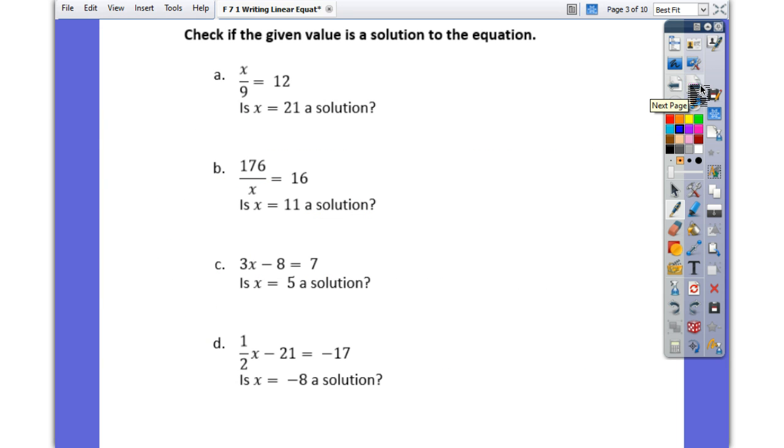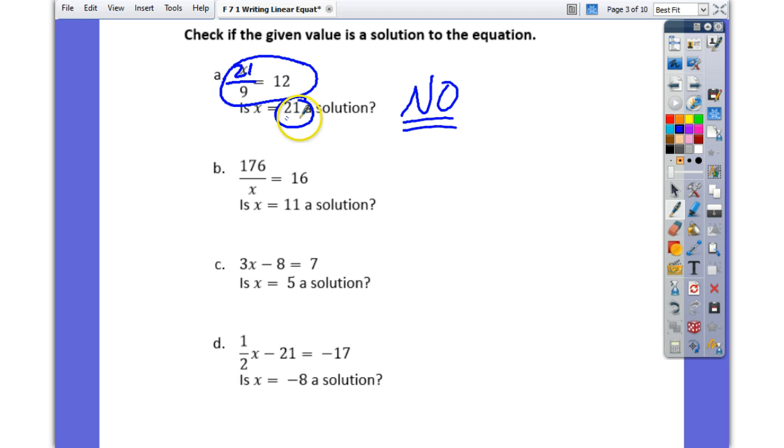All right, let's do what we're doing here, A, B, C, and D. It says check if the given value is a solution of the equation. Basically, say you solved this equation, x divided by 9 equals 12, and you got the answer 21. Is 21 the solution to that equation? Yes or no? Well, if I put 21 for x, is 21 divided by 9 12? No. So no, that is not a solution. And if that's what you would have gotten for the answer, you'd have to go back and redo it, because you know it didn't work. This is how you would check your answers.